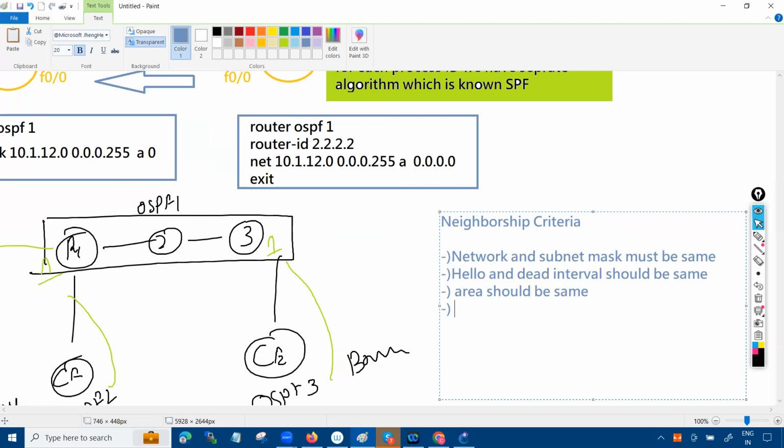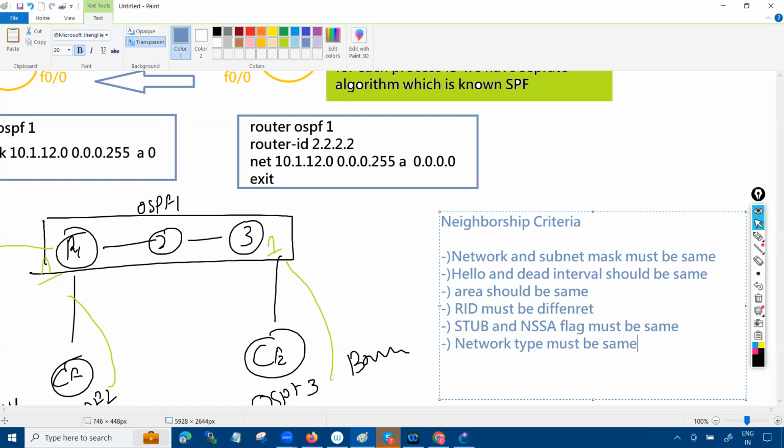Anything else? Router ID must be different, right? Yes. Anything else, sir? Stub and NSSA flag must be same. We'll see that. MTU should be same. MTU does not come in the neighborship criteria, that comes in the adjacency criteria. Network type must be same.